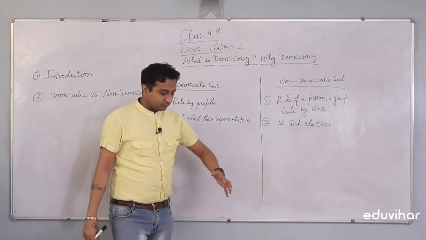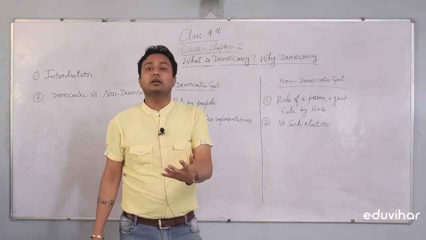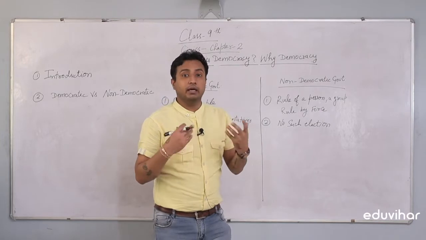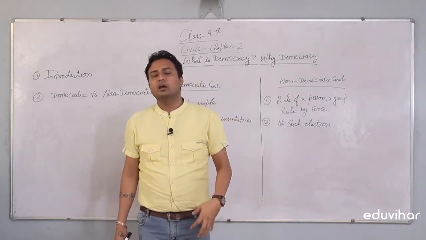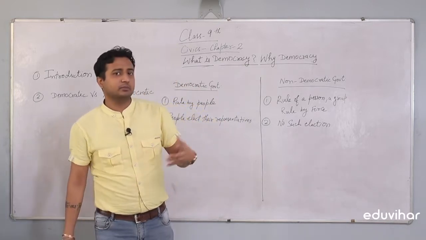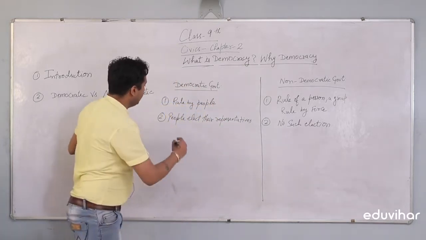If my father is king, I will be the next king automatically by heredity. I will be the next king of that country. So this is rule by force or monarchy or dictatorship. There are several examples of that, right?